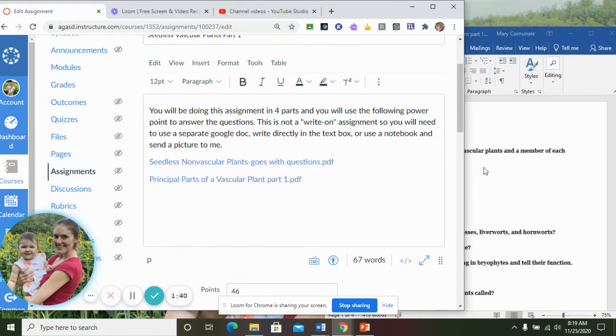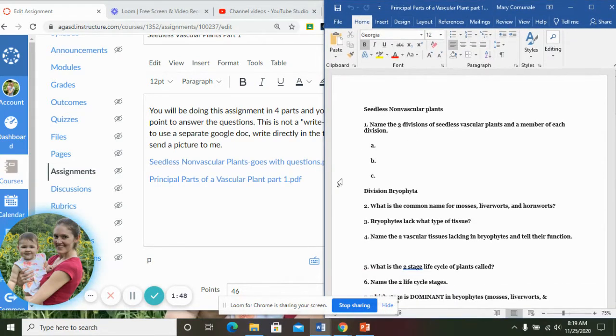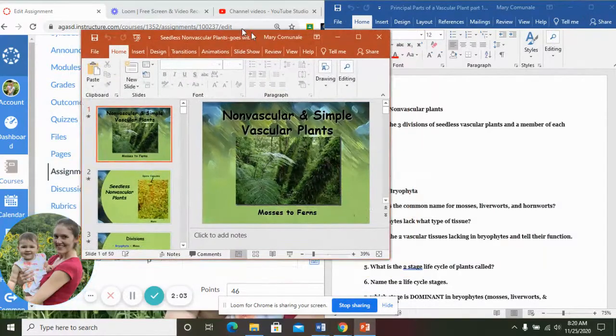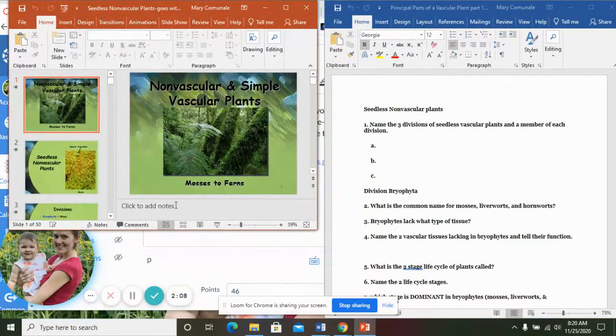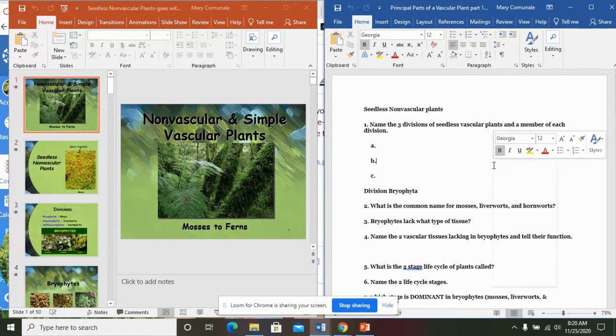Now, I'm going to go through this part 1 with you so you can understand how to do it. So I'm going to open up mine. Mine is in a Word document. So I'm going to write on mine, but since you guys don't have the ability to write on Word documents and then send it in, that's why yours is a PDF version. So this is what the first group of questions will look like, and we'll be doing it along with this PowerPoint here on the side, which is always very particular about how you set it up. Okay. So first part here, it says, name the 3 divisions of seedless vascular plants and a member of each.